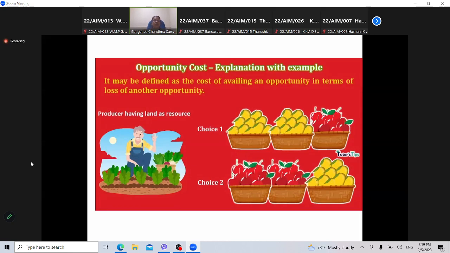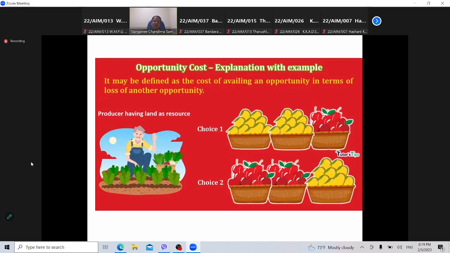Let's say you have two choices. So you can see two mango and one apple, and two apple baskets and one mango basket. Just imagine. Let's say somebody has chosen choice one because you love mango more. But another person may choose choice two, who loves apple.